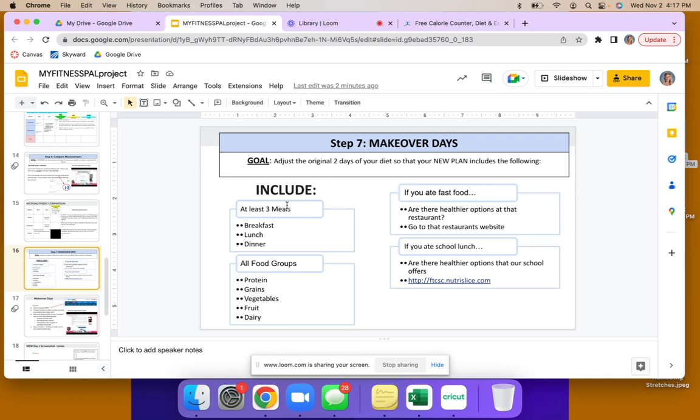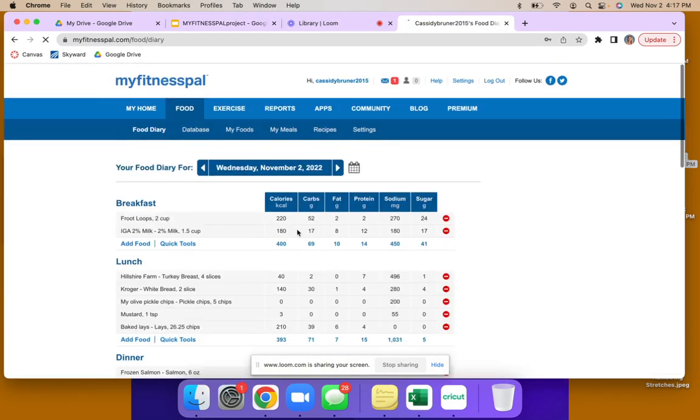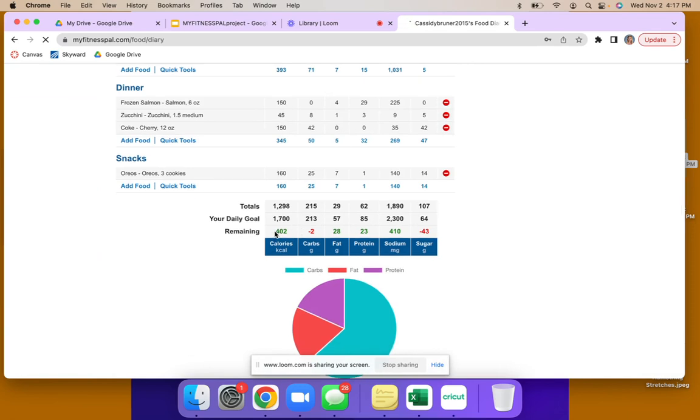In your adjustment, you have to include at least 3 meals, breakfast, lunch, and dinner. You have to include all food groups. So you want to have a protein, a grain, which is a carb, vegetables, fruit, and dairy. And then you want to make sure that you're meeting those nutrient goals. If you go to the food that you logged, you'll see that there are green and red numbers here, and you want to be sure that you are meeting those goals. So you want to keep that in mind when you're doing the chart portion of the project, so that you can talk about how you're going to make adjustments based on what you originally had.